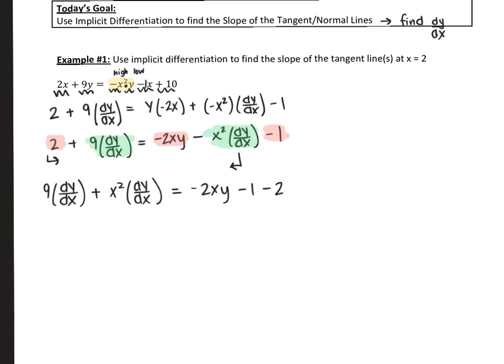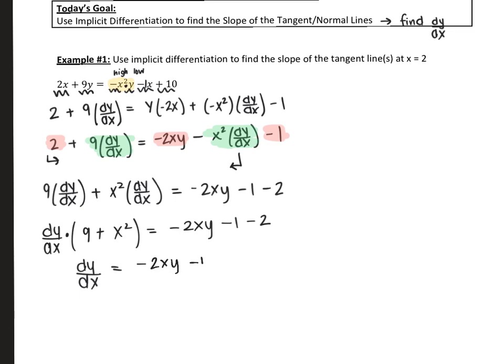And now I have all my dy dx's on one side, so I can go ahead and do what we did yesterday and make dy dx my GCF, and 9 plus x squared goes on the inside equals negative 2xy minus 1 minus 2. And to get dy dx by itself, I'm going to divide by the 9 plus x squared. So again, you don't have to write it, you can just write the result. So negative 2xy minus 1 minus 2 over 9 plus x squared.